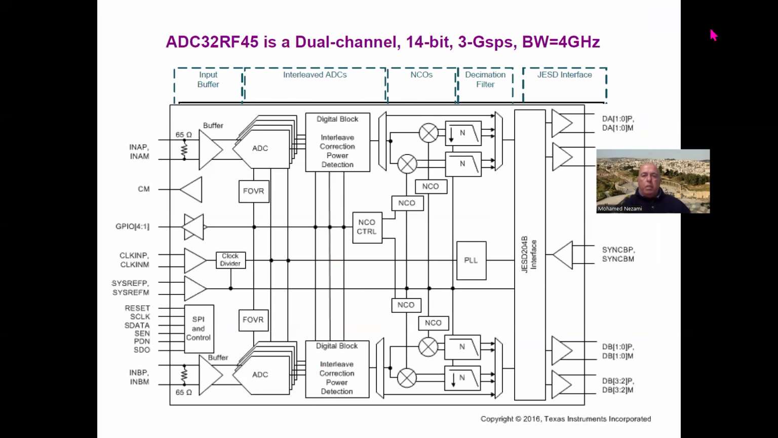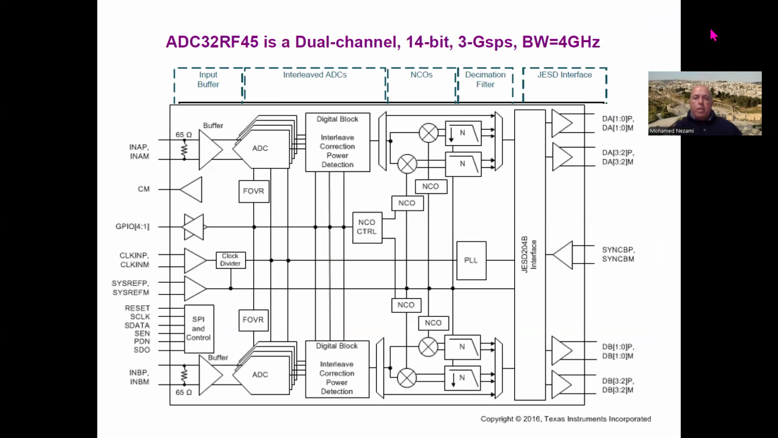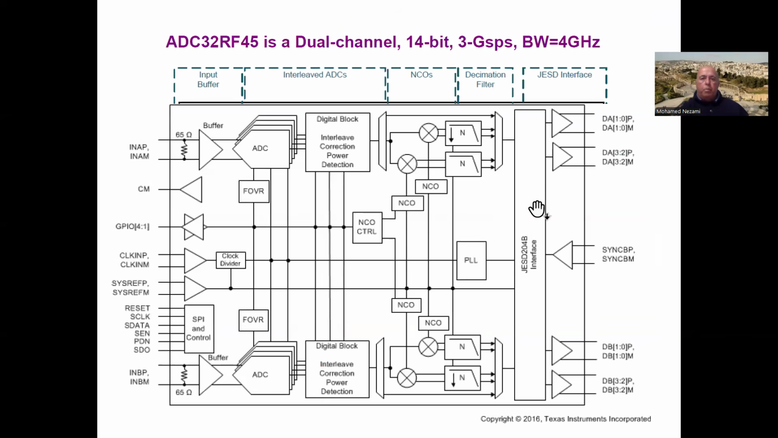Okay, if you look at these devices, I'm just taking this device as an example right now. It's a 14-bit device at 3 gigasamples per second, and the model number is ADC32RF45. I noticed that when an ADC has RF in the model number, it usually means it's an RF direct sampling ADC.